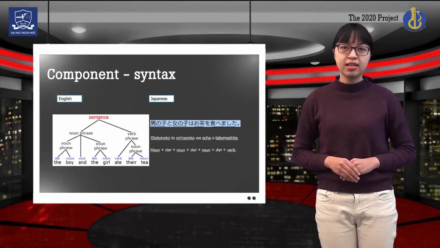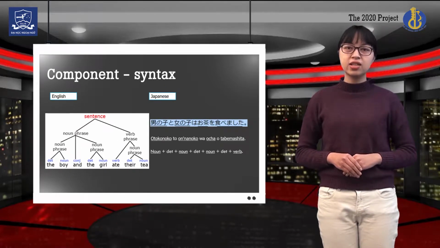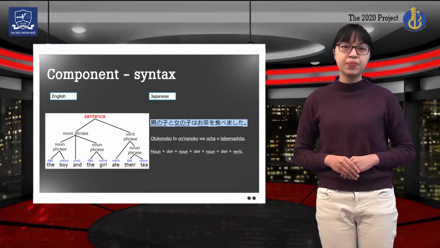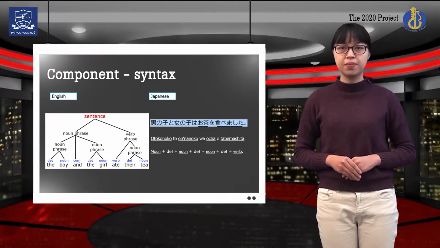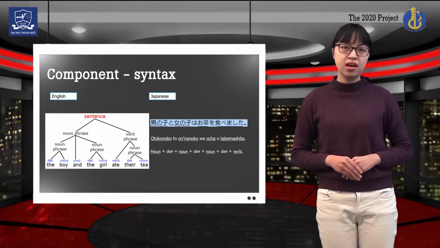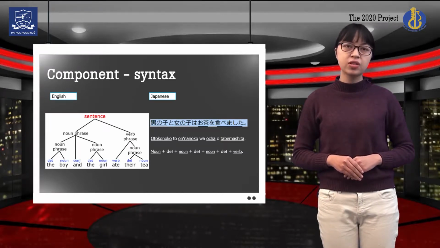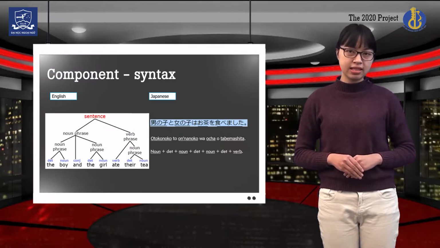So now let's look at the sample sentence: "The boys and the girl ate the tea", and the word order to form a meaningful sentence in English. The determiner "the" precedes the noun, and the noun phrase precedes the verb phrase.